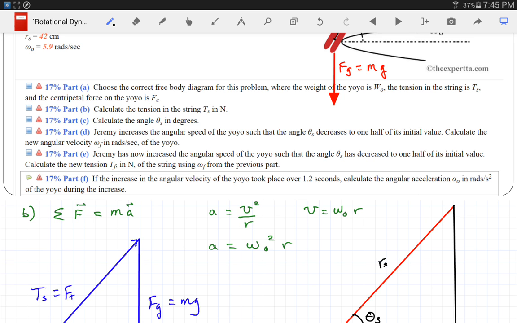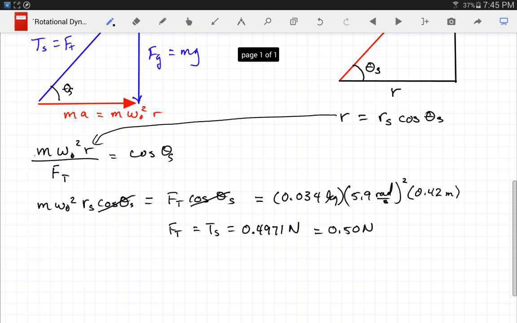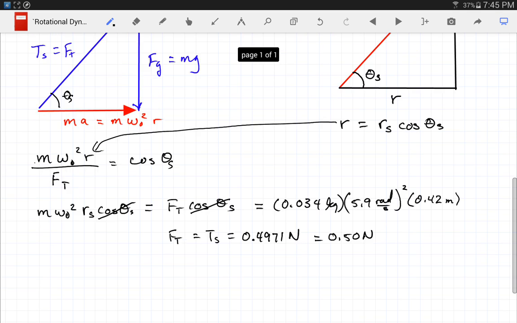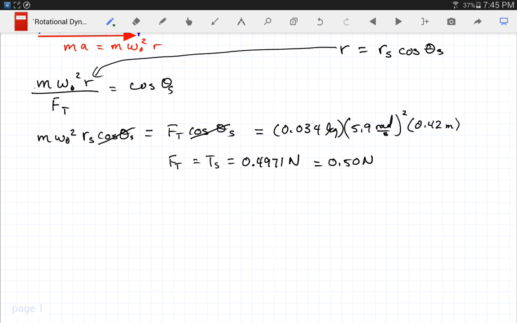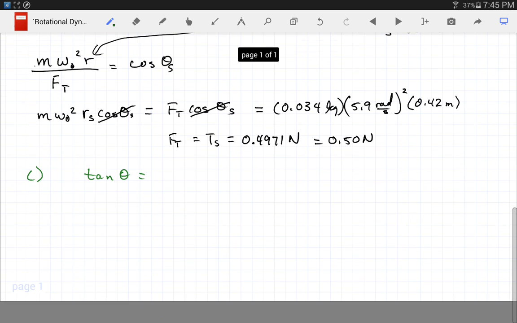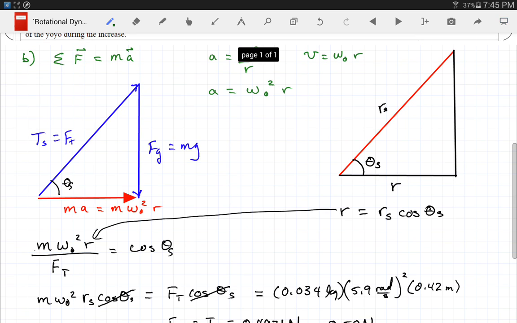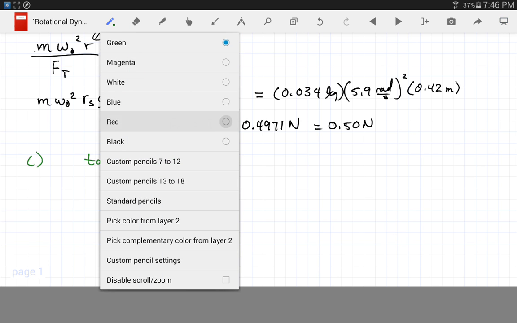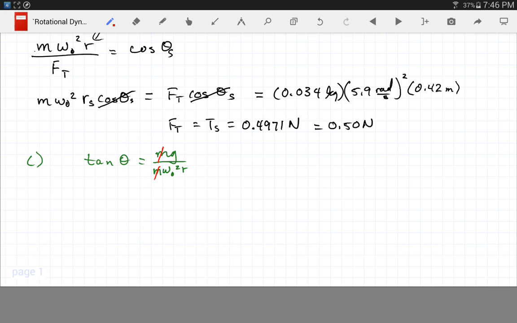Now part C, calculate the angle in degrees. Well, this can't be that bad. I mean, let's look. I have right here in the triangle, if I use tangent in the triangle, I can relate mg to m omega squared r. So let's just do that. So this is part C. Tangent theta is equal to the opposite side of the triangle, mg, divided by the adjacent side of the triangle, m omega naught squared r. Cancel the m's there, and solve it for theta by using inverse tangent, and I'll have theta is equal to the inverse tangent, or arctangent if we prefer, of g over omega naught squared r.